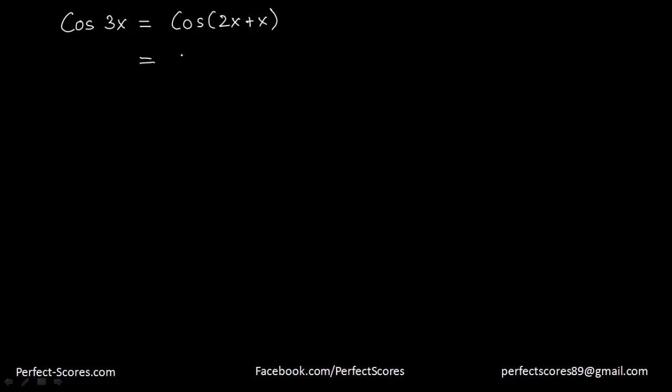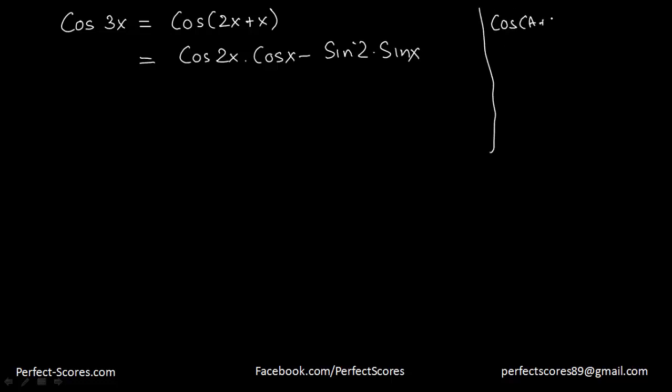Now once we open this up, we're going to get cos 2x into cos x minus sin 2x into sin x. Why is that? Because cos of a plus b is equal to cos a cos b minus sin a sin b. So again, we will break this 2x and x down.